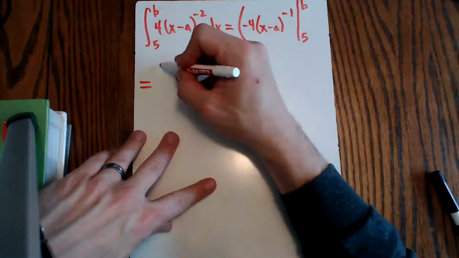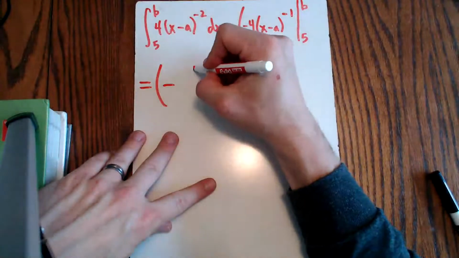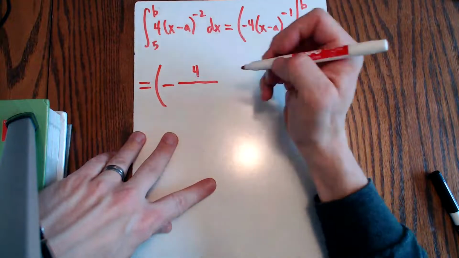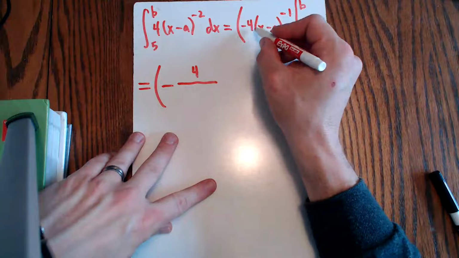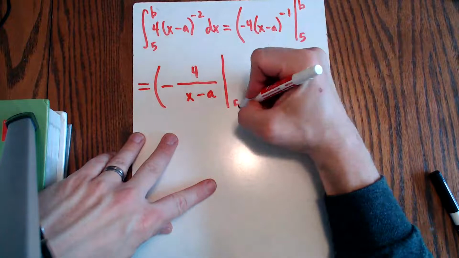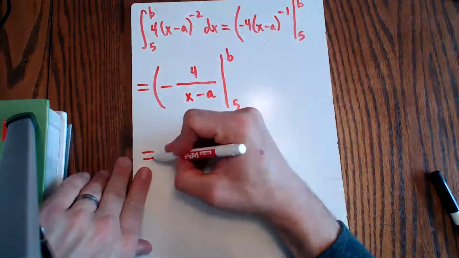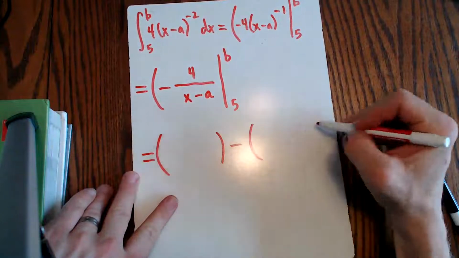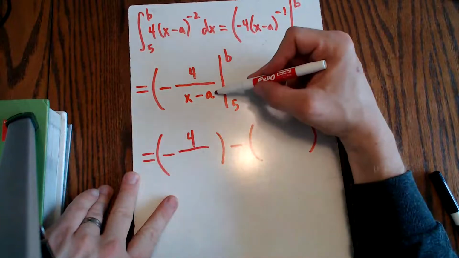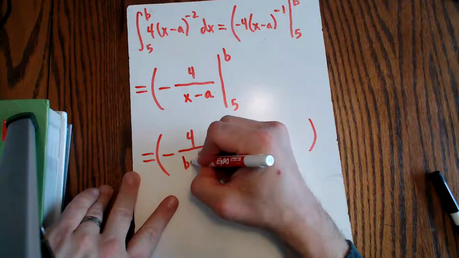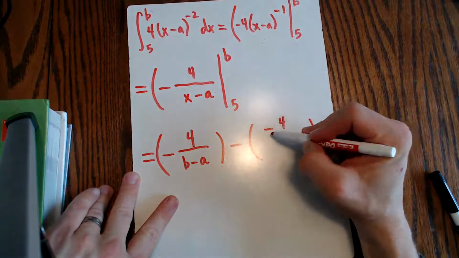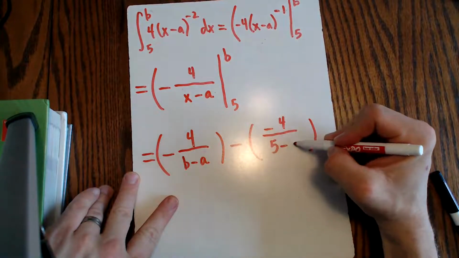Any negative powers, undo that earlier rewrite I did, which was to call it a negative power. I like negative powers for doing antiderivatives in calculus often. I don't like them for plugging in. So let's call this negative 4 divided by x minus a to the first. So evaluate from 5 to b. So that's going to make, plug in, subtract, negative 4 over, now I'm plugging in for x, remember, a stays there. So negative 4 over b minus a minus negative 4 over 5 minus a.